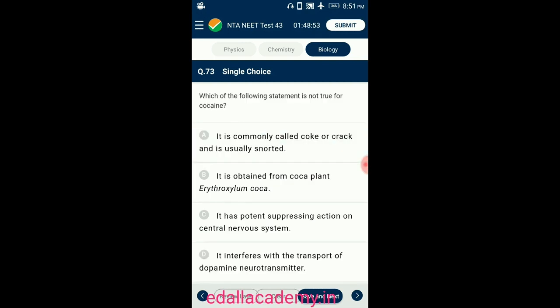Question number 73. Which of the following statement is not true for cocaine? Cocaine belongs to stimulant drugs. It has a potent stimulating action on the central nervous system which produces a sense of euphoria and increased energy. It interferes with the transport of dopamine neurotransmitter. So the answer for this question is option C. It has potent suppressing action on central nervous system.